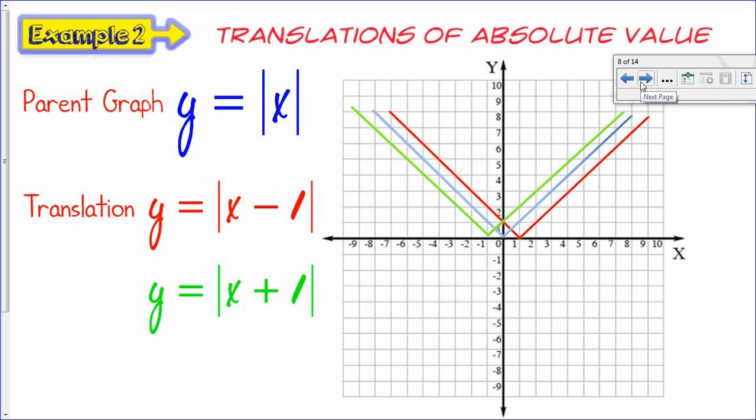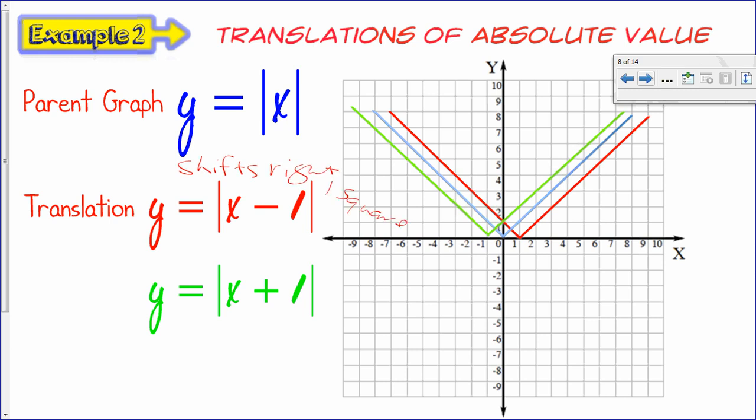Look at this one. Parent graph is in blue, right? If I put a negative 1 after the x inside of the absolute value, it shifts it how? It shifts it right, how many? 1 square. So you may want to say, I think there's a little space in there. What does it say? Shifts what? Shifts right 1 square.